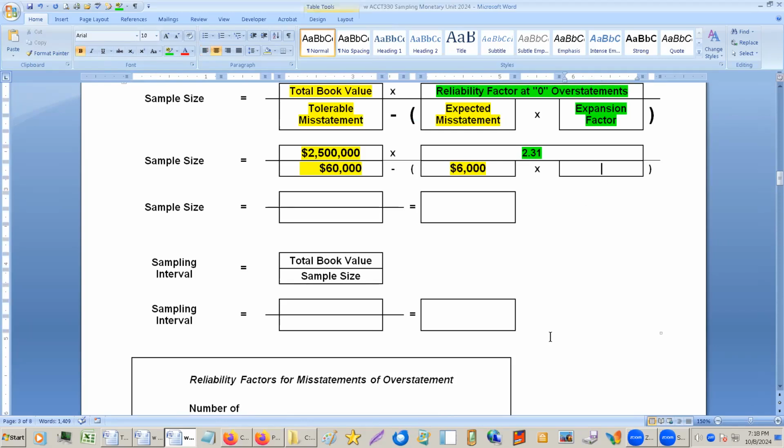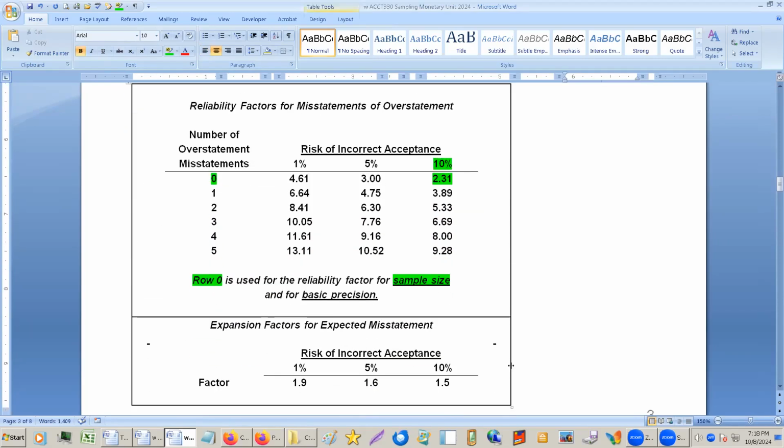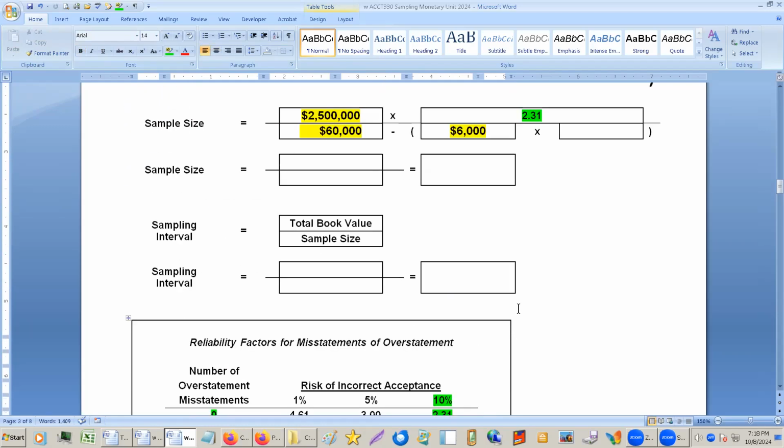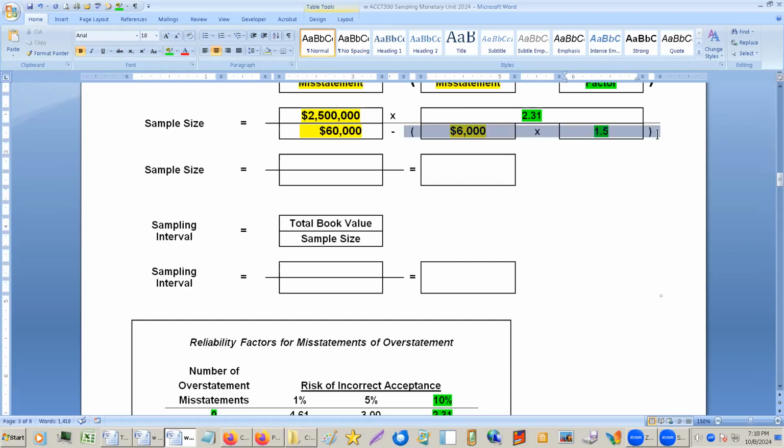And our expansion factor. Expansion factors are easier because there's only one number. 10%, 1.5. There's no row 1, 2, 3, 4, and so on. Now notice, I think I told you this before, but you're probably going to want to do this first on the bottom one.